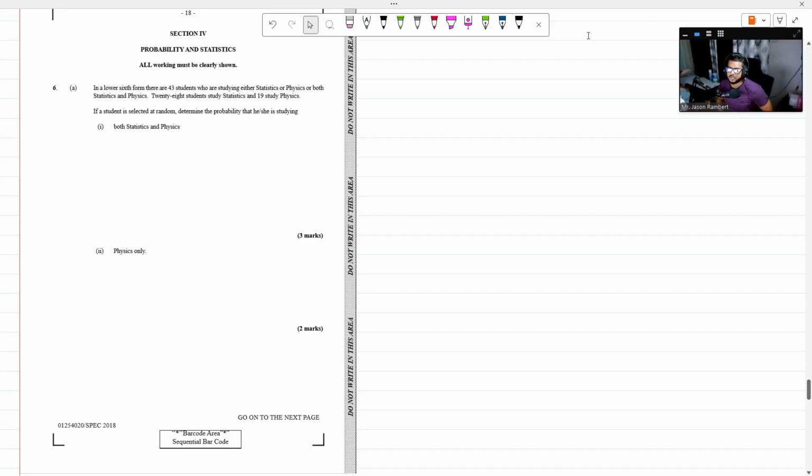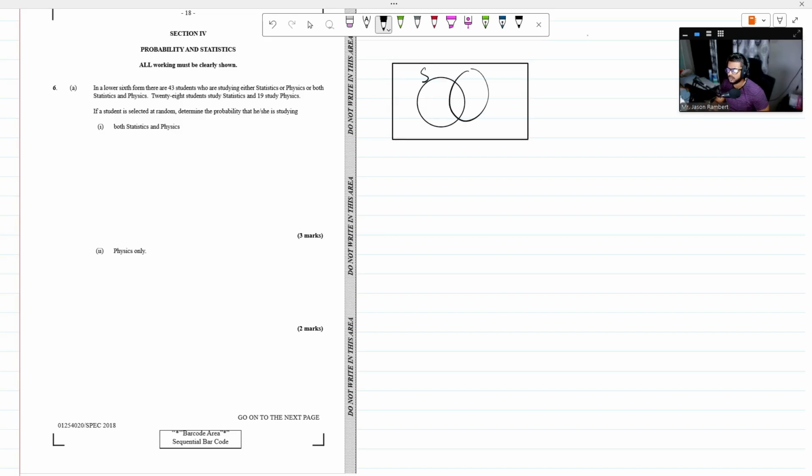In a lower sixth form, there are 43 students who are studying either statistics or physics, or both statistics and physics. 28 study statistics. All right, so questions like this, a Venn diagram is your best friend. Let me have a statistics here. Let me have a physics here. It doesn't have to be perfect circles, right?